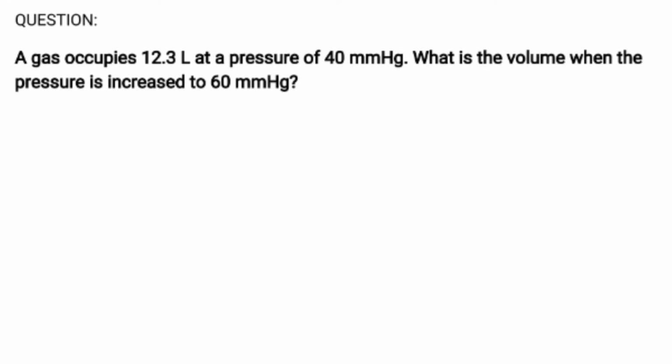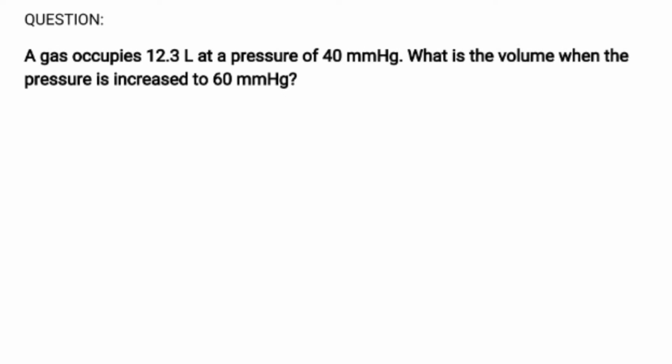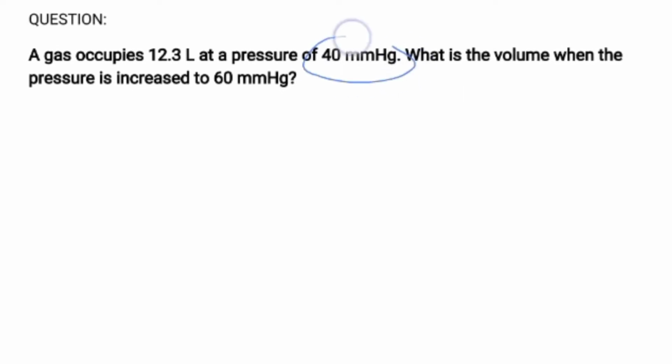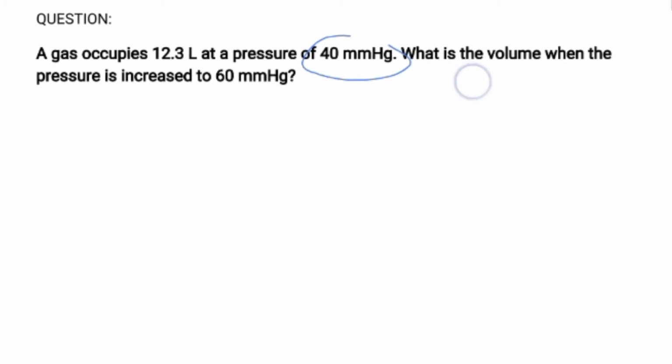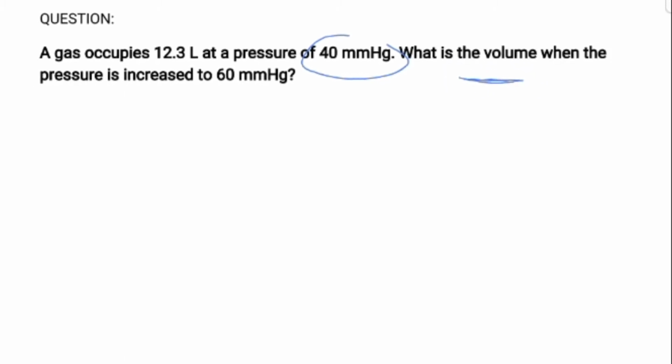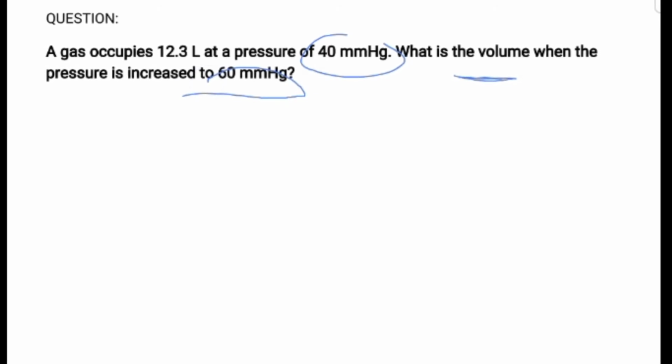Next, we start with the question. Feel free to pause the video to do the question first and then resume to see the answer. A gas occupies 12.3 liters at a pressure of 40 mmHg. What is the volume when the pressure is increased to 60 mmHg?